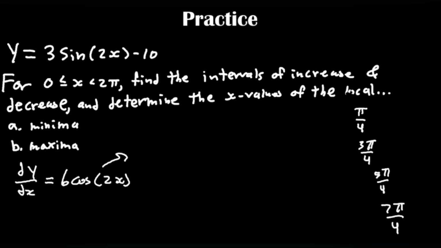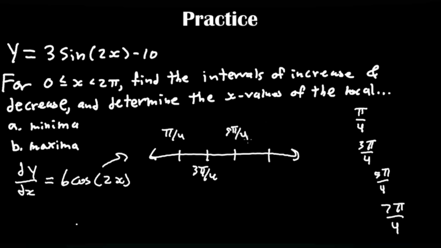Alright, so that was all the work to find our critical points for our function. Now, we did that so that we can find our intervals of increase and decrease. So to do that, let's do what I said before, and let's make a number line. This will be pi over 4. This will be 3 pi over 4, 5 pi over 4, 7 pi over 4.